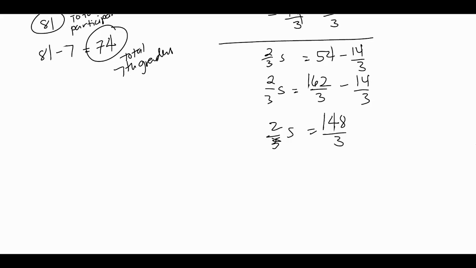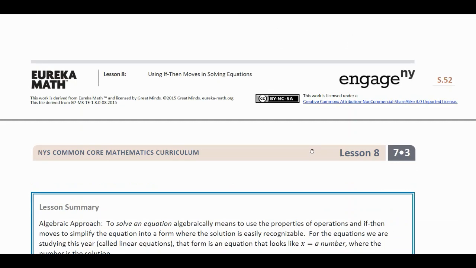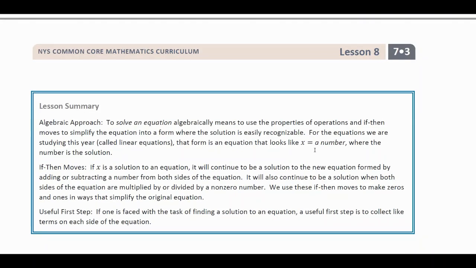And again, because it's a fraction, we need to multiply both sides by the reciprocal of the numerical coefficient, which is 2/3, and that will be 3 over 2. So we can cancel that. S is equal to, we can cancel the 3. 148 divided by 2 is 74. So you can see it's the same. All right, so basically that's it.